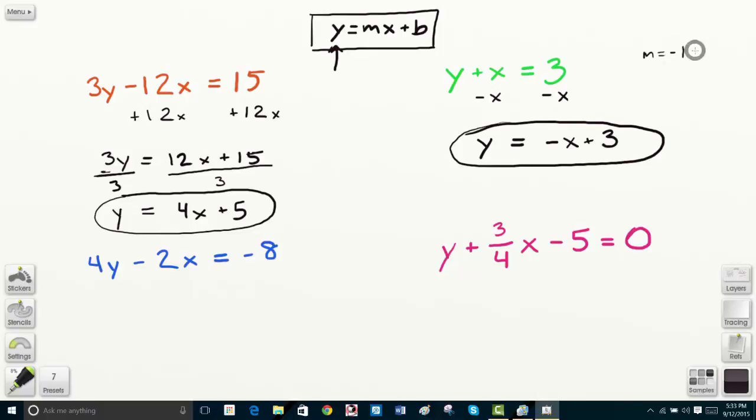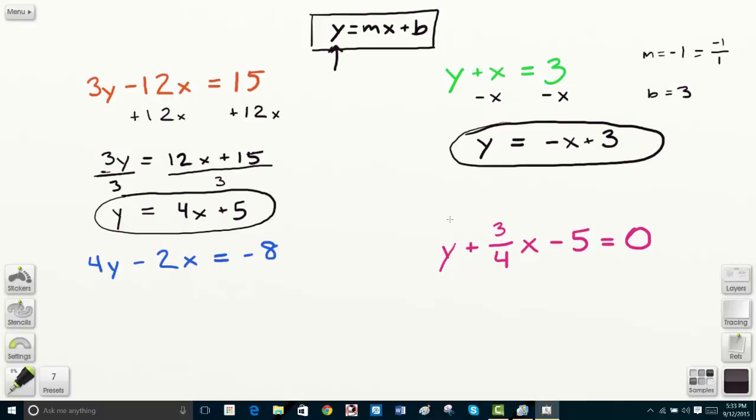And what is that as a fraction? Well, we would just think of it as negative 1 over positive 1, right? That would be negative 1. So rise would be negative 1, or it would fall 1, and the run would be 1. So rise over run would be negative 1 over 1. And the b term would be 3.